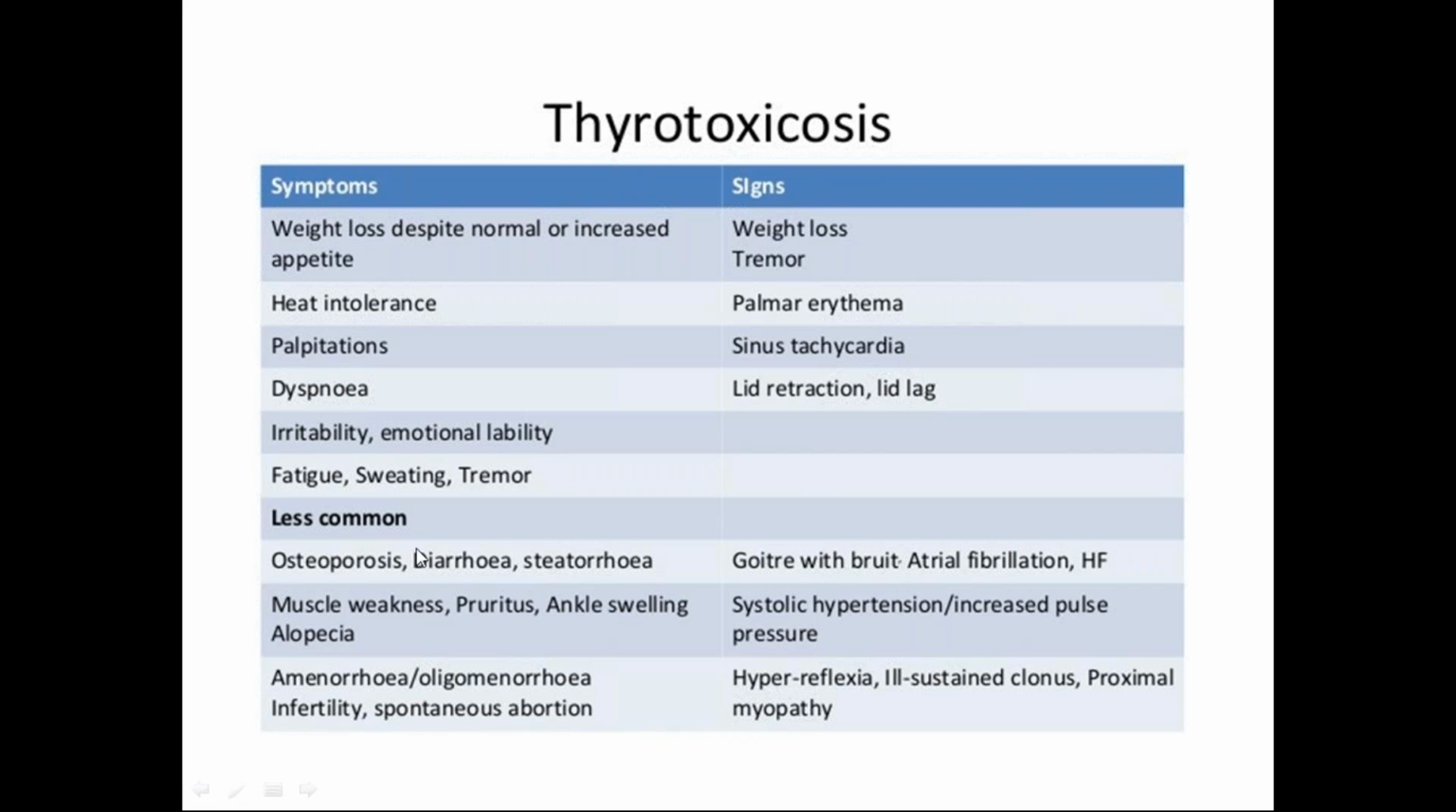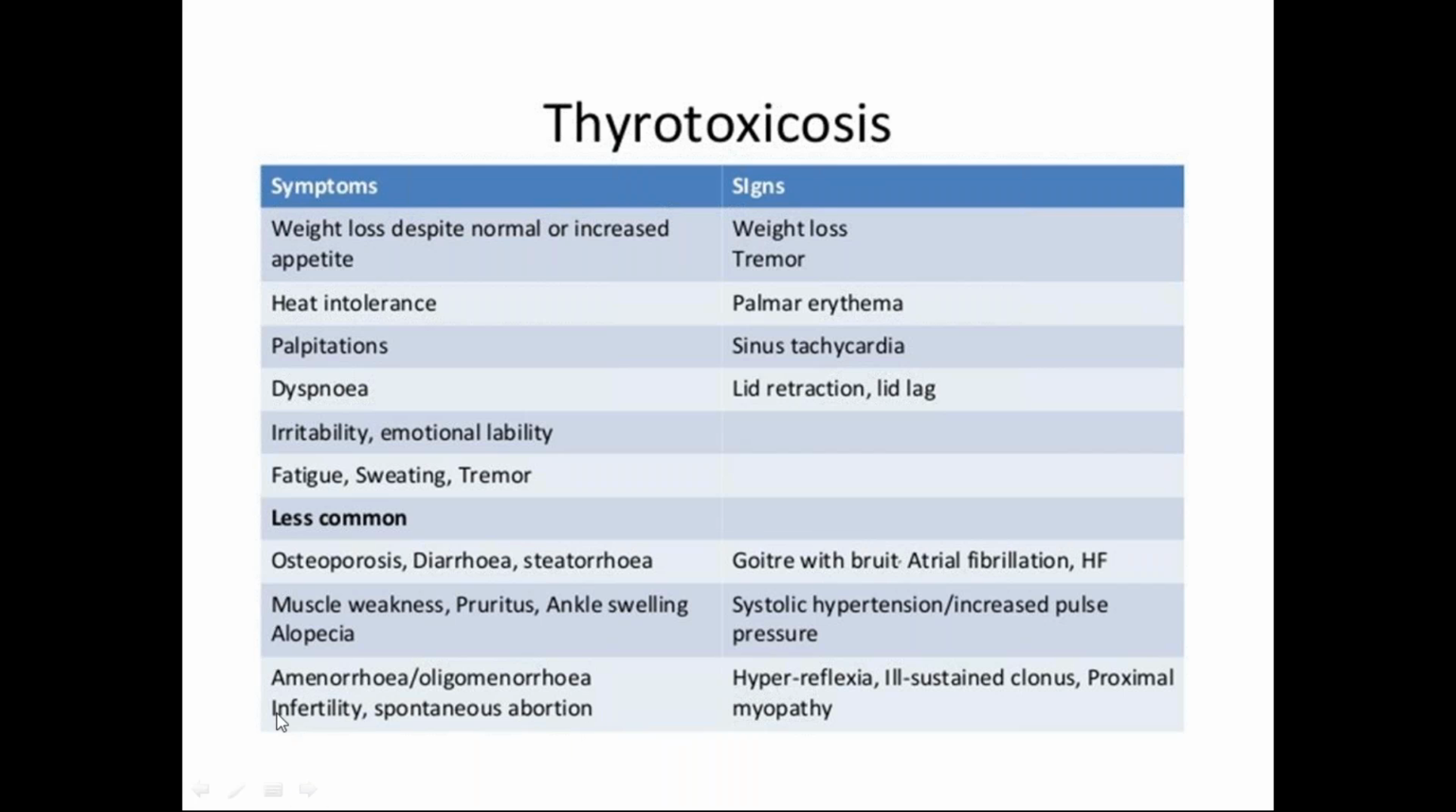Less common features of thyrotoxicosis are osteoporosis, diarrhea due to increased stimulation of the GIT, and steatorrhea because of the increased motility of the intestine, so the vitamins, minerals, fat, and nutrients are not reabsorbed. So that's the cause of diarrhea. Muscle weakness, pruritus, ankle swelling, alopecia. And in contrast to hypothyroidism, where we have menorrhagia, there will be amenorrhea and oligomenorrhea, infertility, and spontaneous abortions.